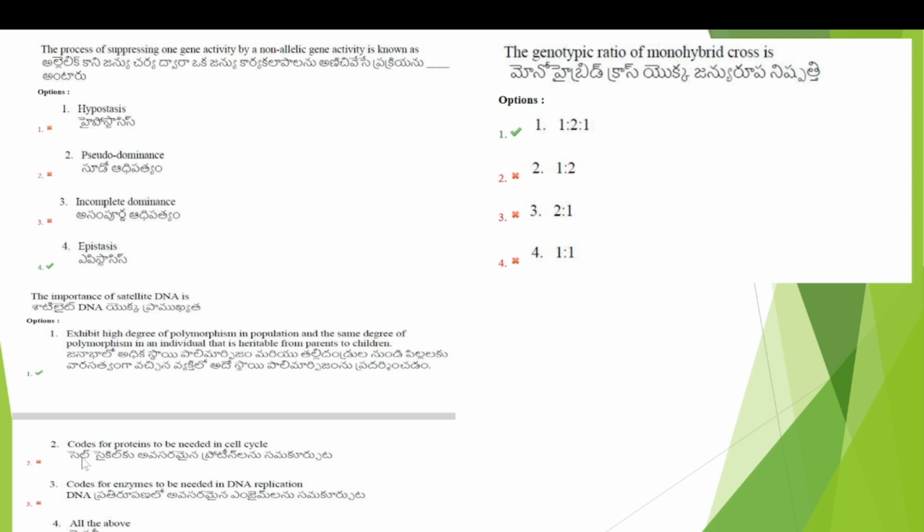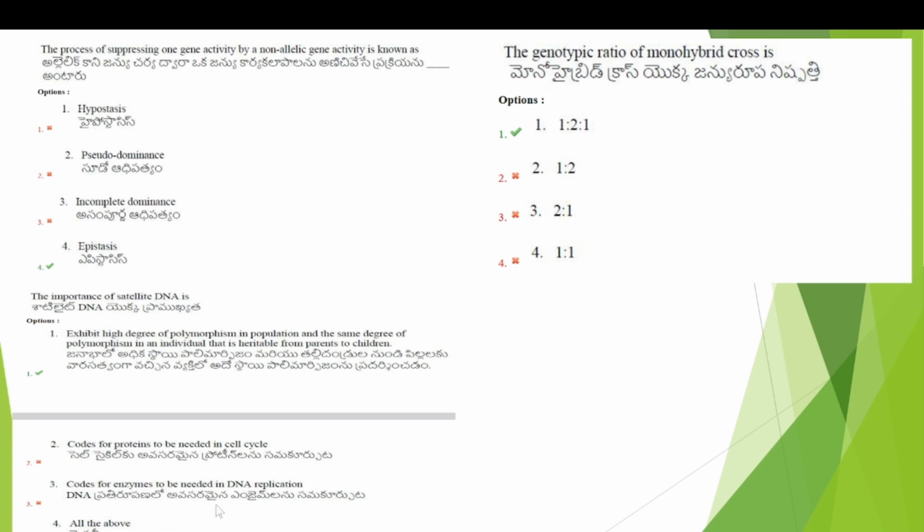If you take the second option, it codes for proteins needed in the cell cycle. As I said earlier, satellite DNA doesn't code any protein or RNA. It is a non-coding sequence, so this is the wrong answer. The third option is codes for enzymes needed in DNA replication. No. Satellite DNA doesn't code any protein or RNA. It is non-coding in nature.